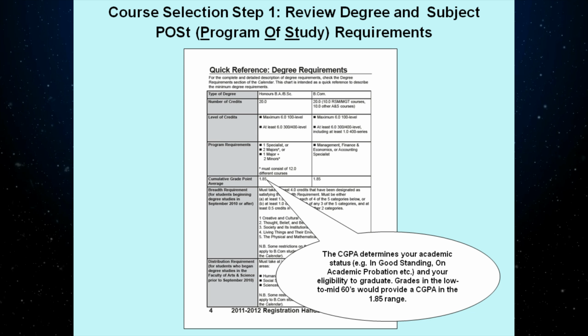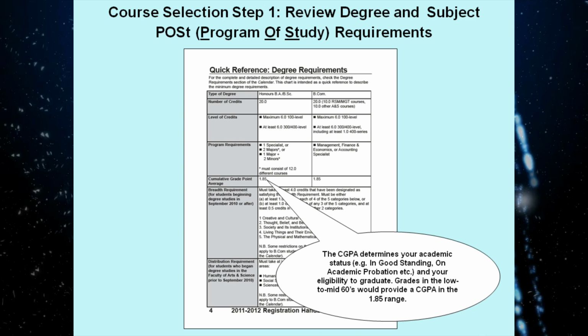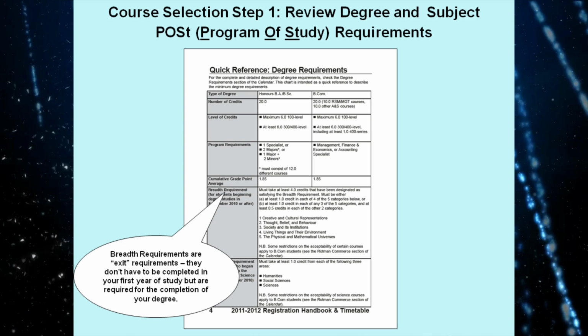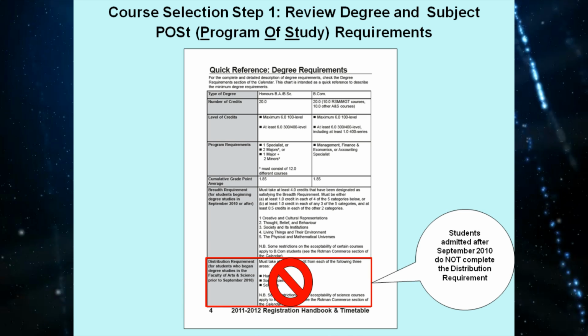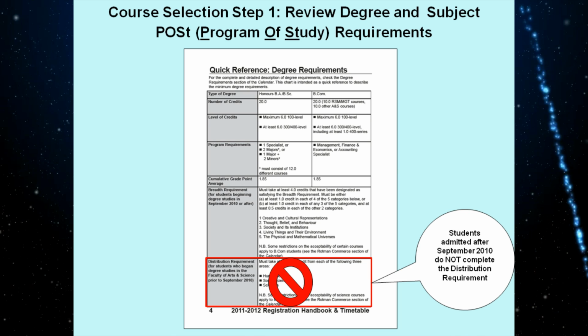Grades in the low to mid-60s would provide a CGPA in the 1.85 range. Breadth requirements are the exit requirements. They don't have to be completed in your first year of study, but are required in the completion of your degree. Students admitted after 2010 do not need to complete the distribution requirement.